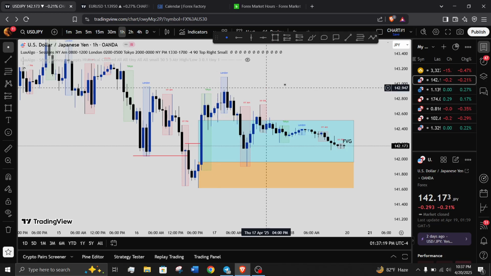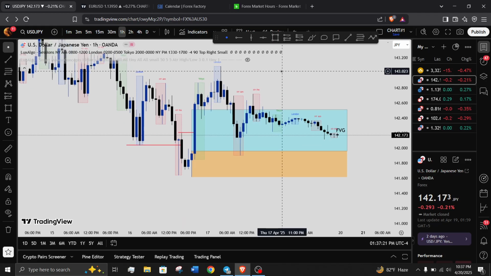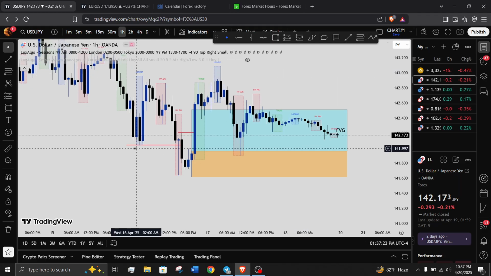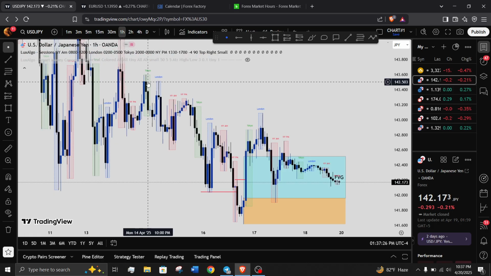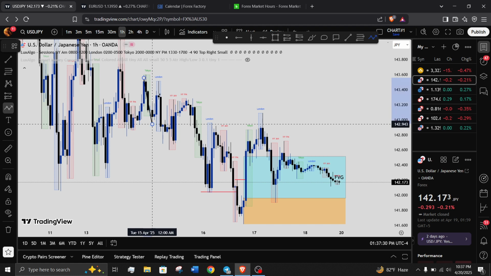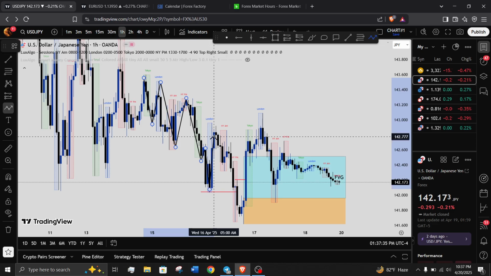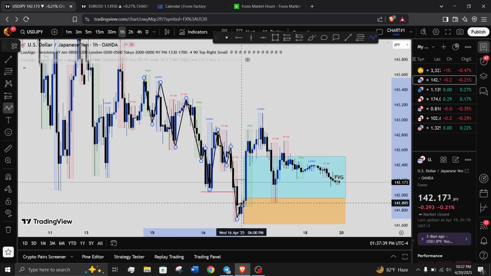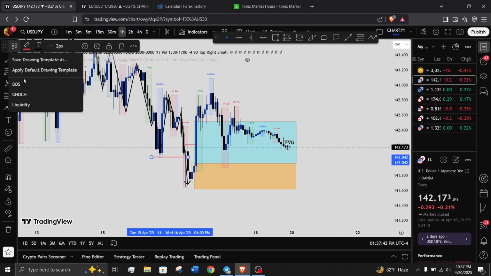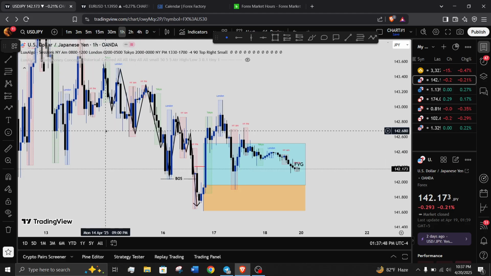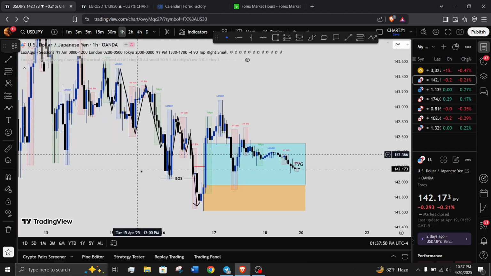Point number three, we must have a break of structure. So if you look on the left hand side, we are in a downtrend right here. Let me show you like this. We are going down, making new highs and going down, taking them out. And here we have this break of structure. Let me mark it for you. This is our break of structure. This is our break of structure. This is our break of structure.